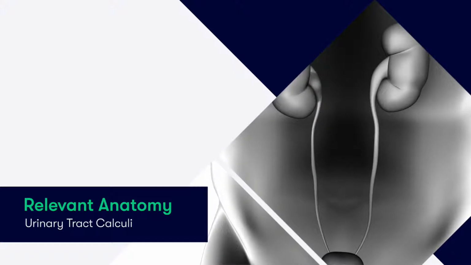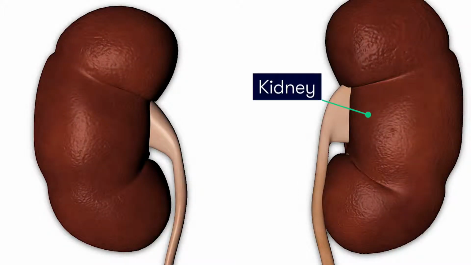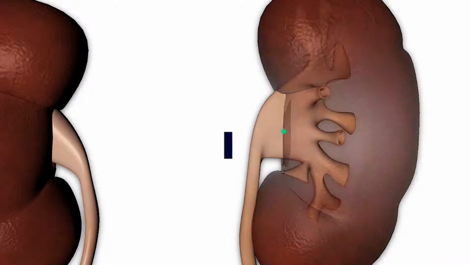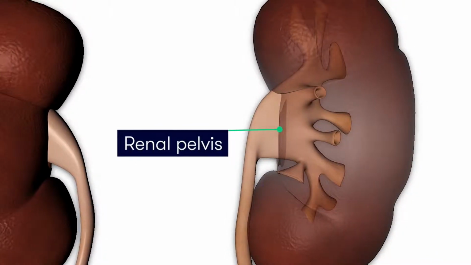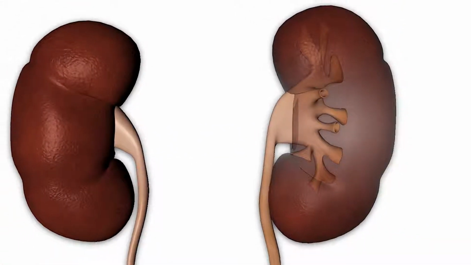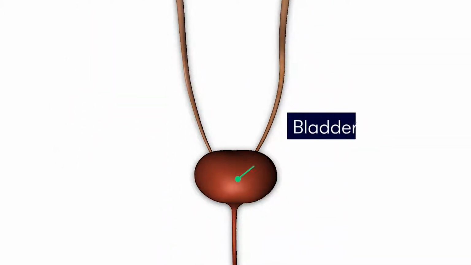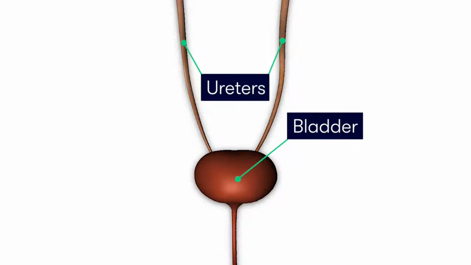Let's remind ourselves of some key anatomy. So here we have the kidney, and lying within the kidney, we have the renal pelvis. Urine is drained from the renal pelvis into the bladder via the ureters, which are thin tubes of smooth muscle.